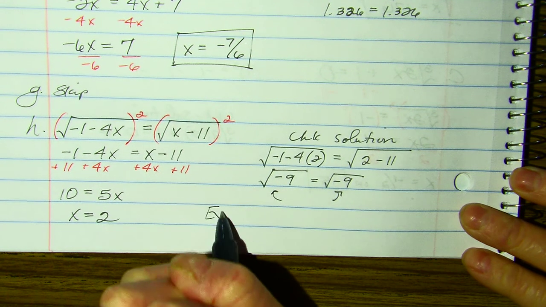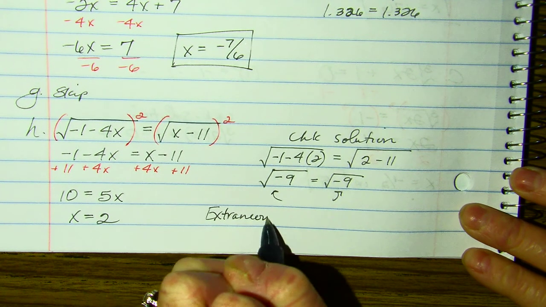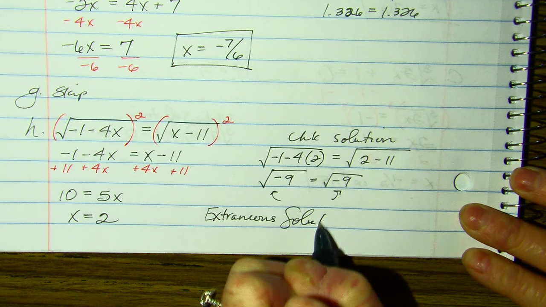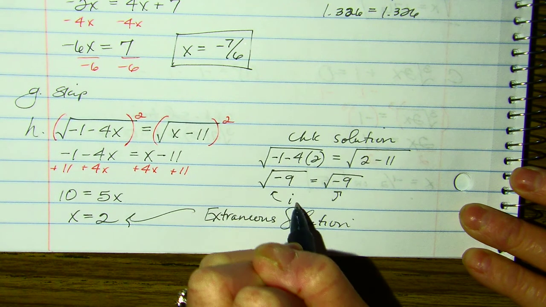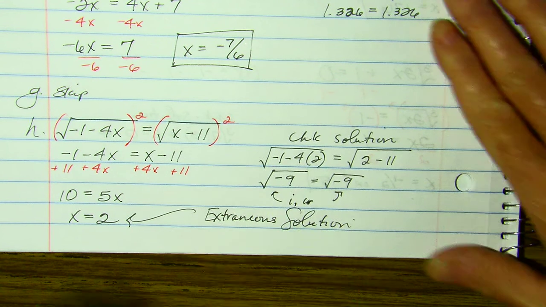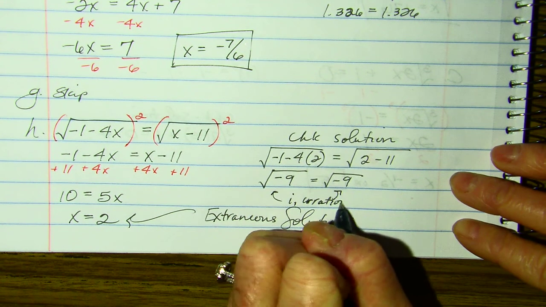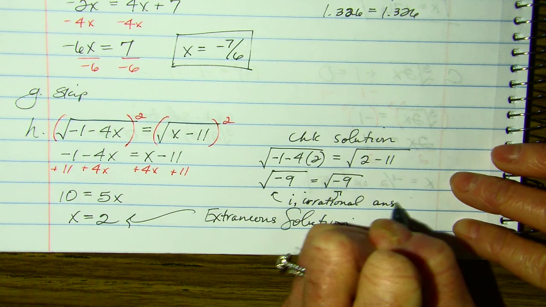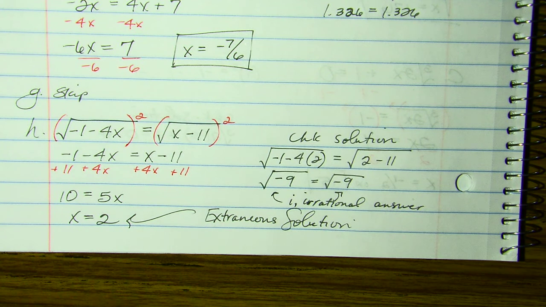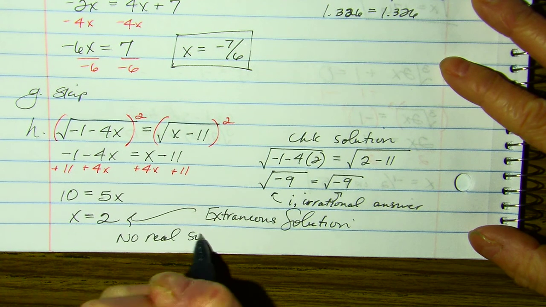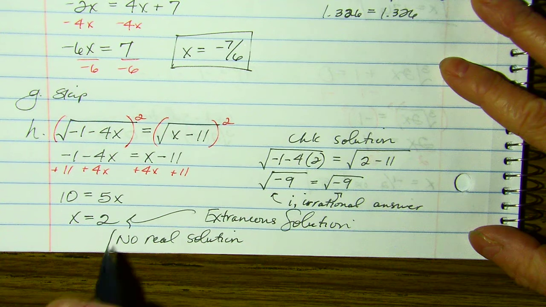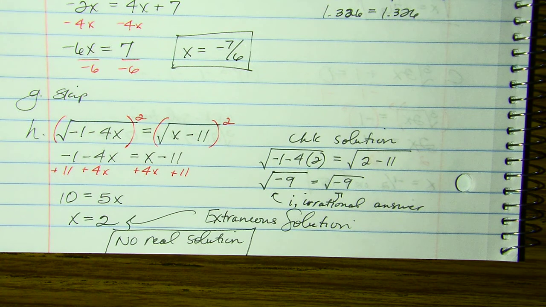This is an extraneous solution because these produce i, or an irrational answer. Also, your calculator would tell you error. So because 2 is extraneous, there's no real solution to this problem. I know that's kind of confusing, but we're only going to do one more, if that makes you feel any better.